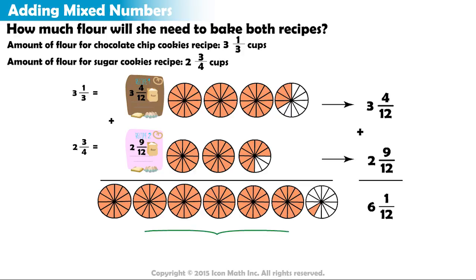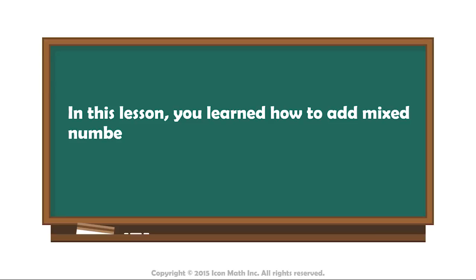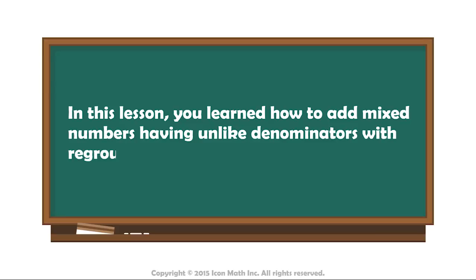So, in order for Sasha to bake both recipes, she will need 6 1/12 cups of flour. In this lesson, you learned how to add mixed numbers having unlike denominators with regrouping.